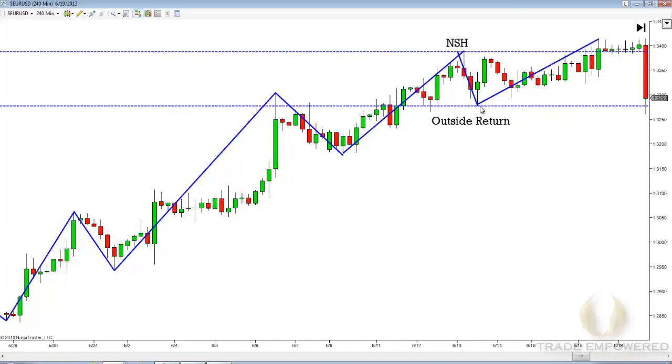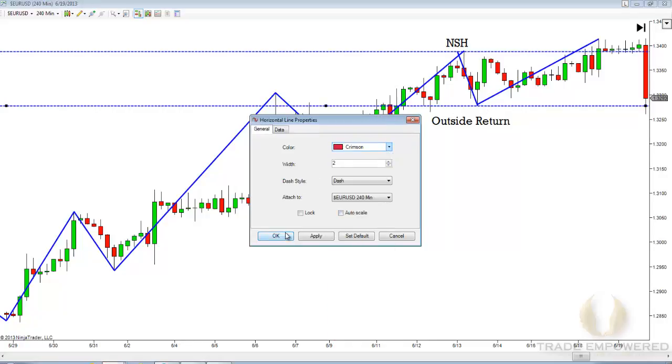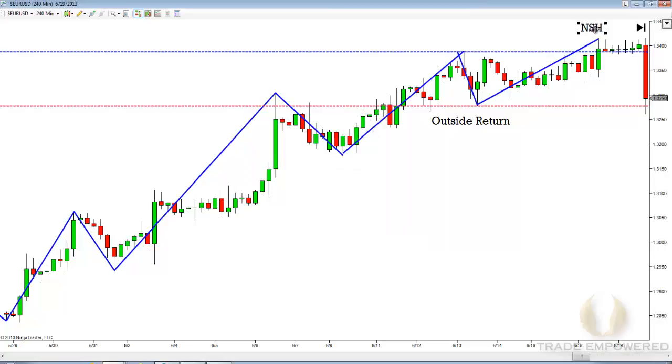So if I draw a red line down here, you can see that after we get our new structure high up here, we get a big red candle down. Now this candle spikes and gets below our previous outside return, but remember, it has to create a lower low and a lower close for us to consider this a break in structure. So we're still in a bullish trend at this moment when we see this red candle.